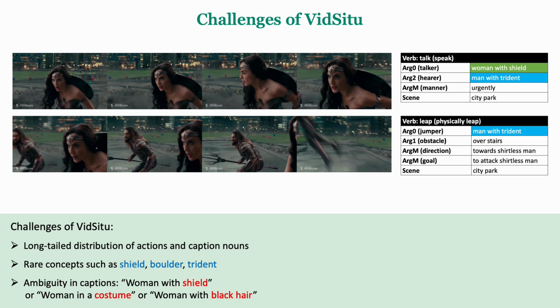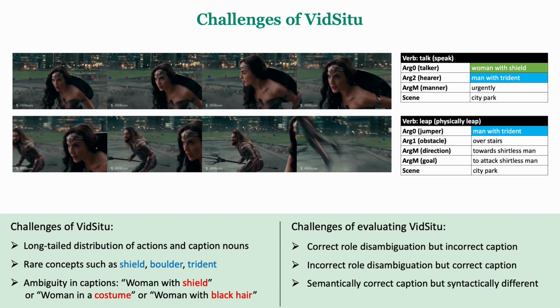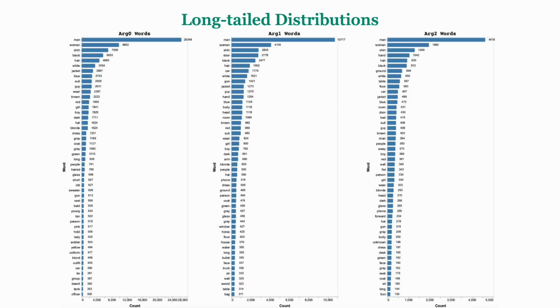For example, woman with shield and woman with black hair are both correct references to the same person. Moreover, due to the ambiguity in captions, it becomes difficult to evaluate the model, since a model that generates a correct but syntactically different caption would be penalized. This figure represents the long-tail distribution of words for different roles in the VidSitu dataset, with words like man occurring 26k times in the verb's agent or Arg0 role, while officer occurs only 300 times.